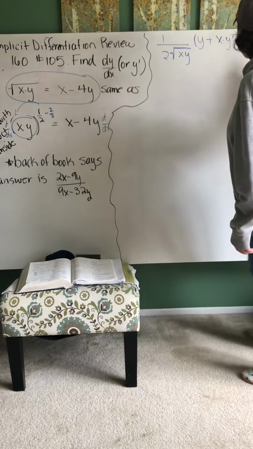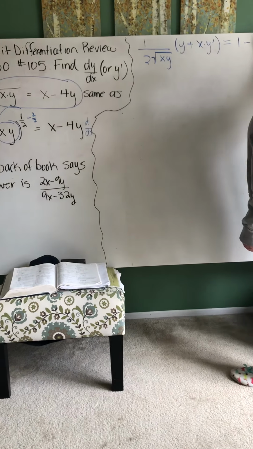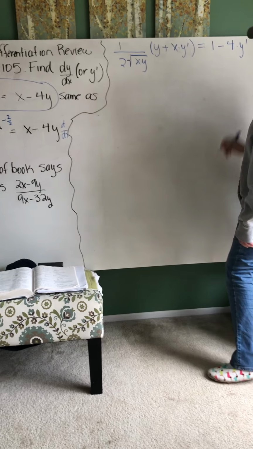Okay, equals. Now the right hand side, the derivative, is much easier. The derivative of x is 1. The derivative of 4y is 4 times y prime.